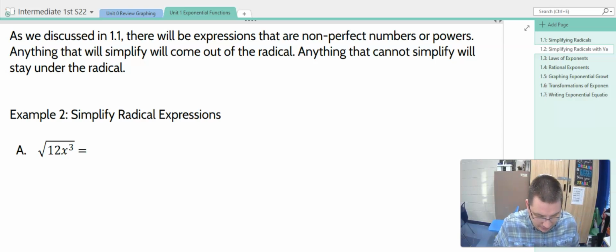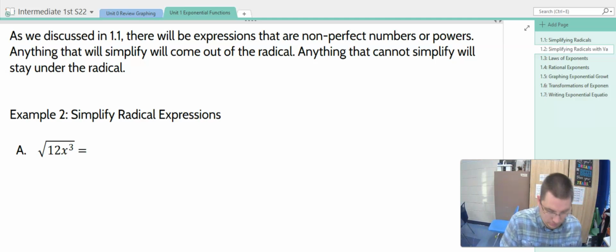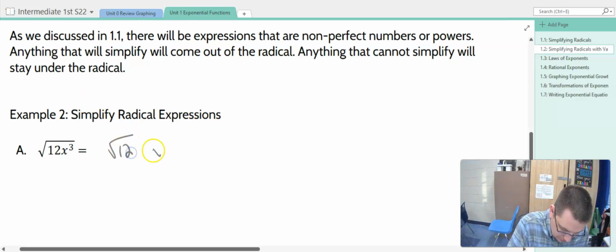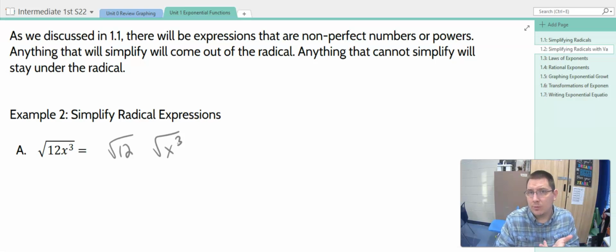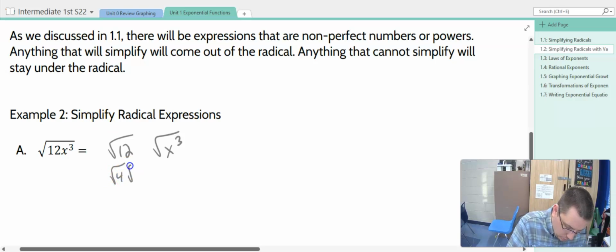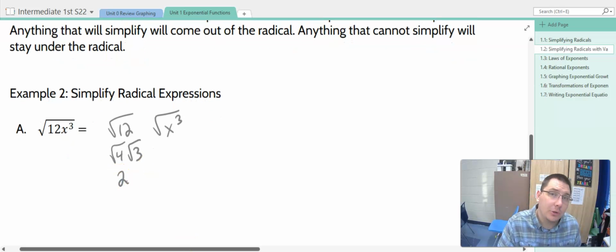So let's look at example A. The square root of 12x cubed. So again, we're going to split that off. Square root of 12, square root of x cubed. Now, we think about that square root of 12. And we're dealing with square roots here, so we want to think about our perfect square numbers: 1, 4, 9, 16, 25, and so on. Can any of those divide into 12? Yeah. 4 times 3 is 12. And so the square root of 4 is 2. The square root of 3 does not simplify, so it's going to stay exactly as it is.